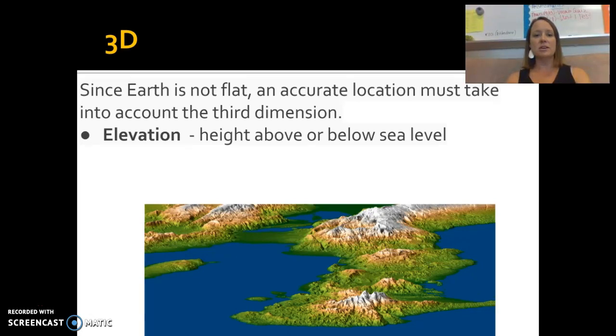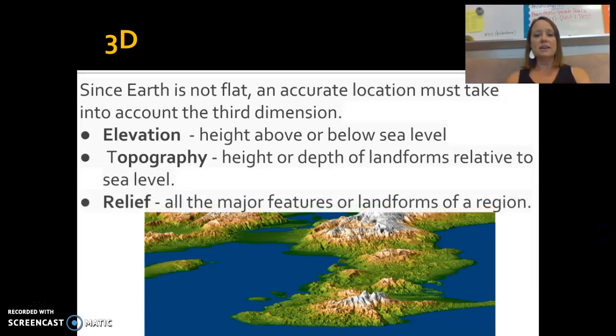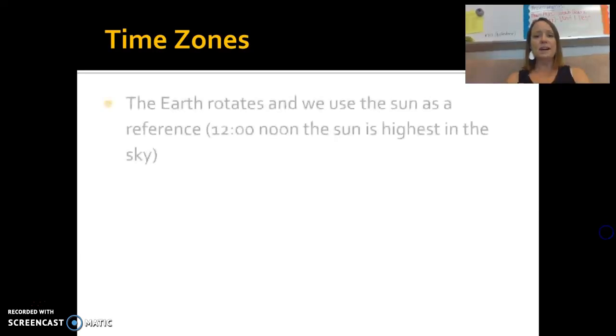There are some areas on Earth that are actually below sea level. When we are discussing the height and depth of landforms relative to sea level, that is called topography. The type of map that we'll look at next week that shows landforms is called a topographic map. When we are discussing the features or landforms of a region, we're discussing the relief. There are relief maps, or like the globe that we looked at in the classroom, that have relief. Like you can touch them and actually feel where the landscape is. But most of the time, you're going to have a flat piece of paper, and there are different ways to show elevation.